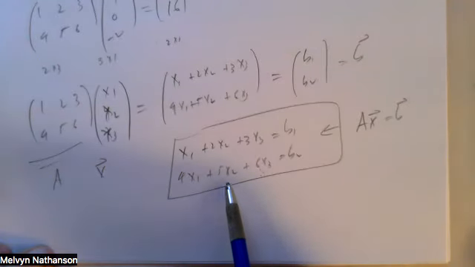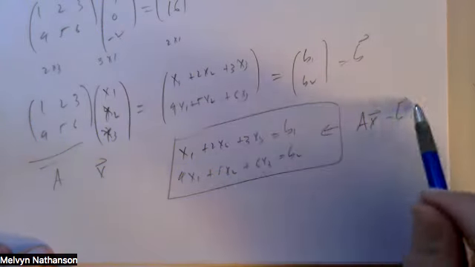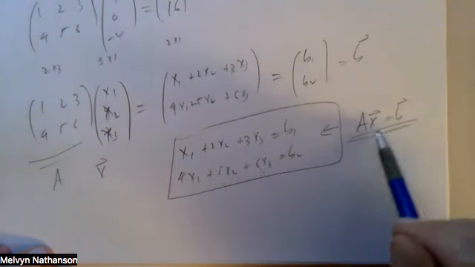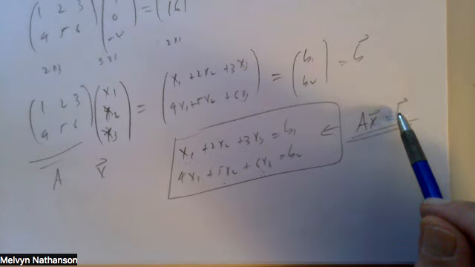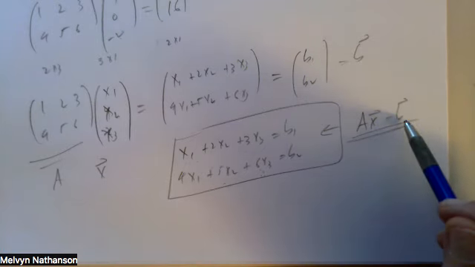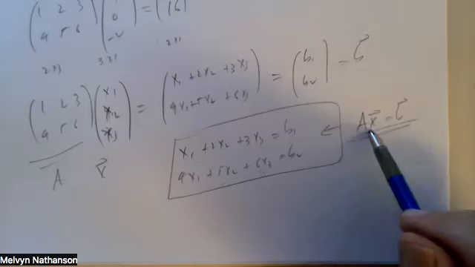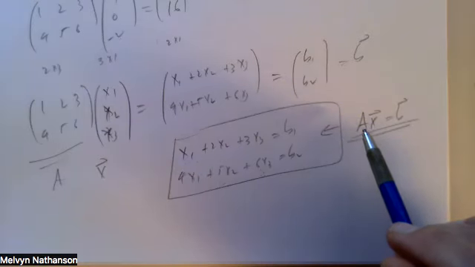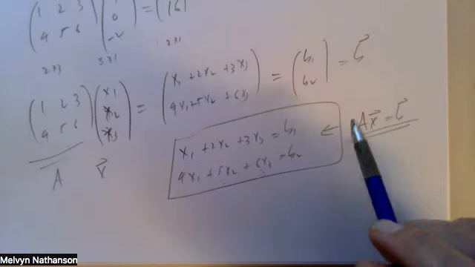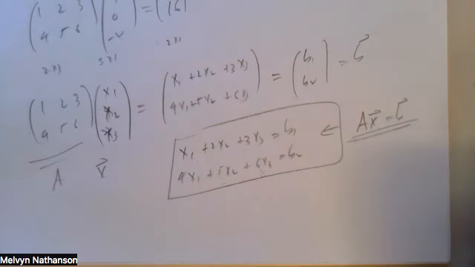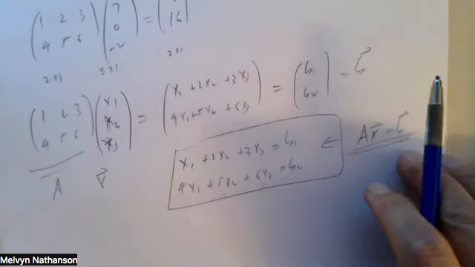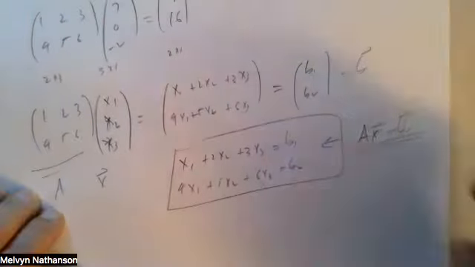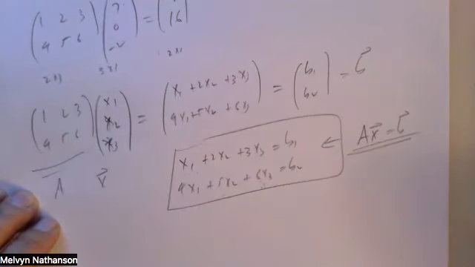So solving the system of two equations and three unknowns is the same as solving a vector equation: given the matrix A and the vector b, find the vector x such that Ax equals b. And this is a general fact, that we can translate any system of linear equations into a vector equation or a vector matrix equation.